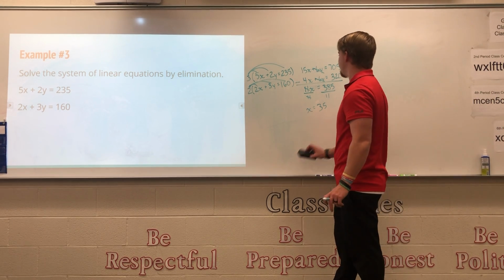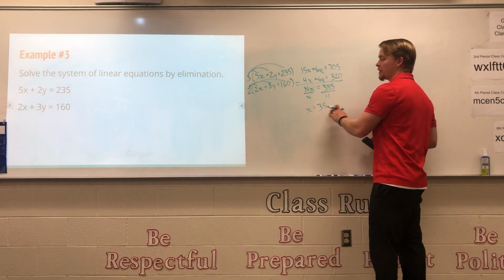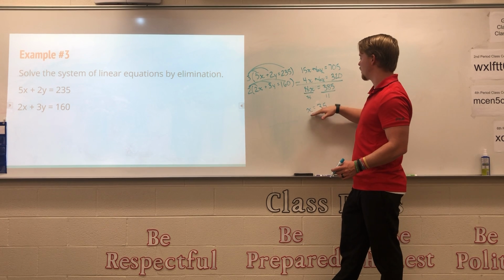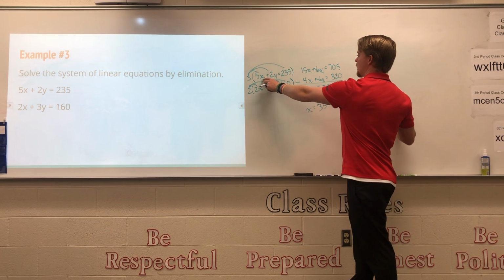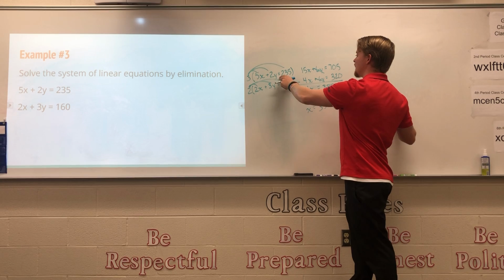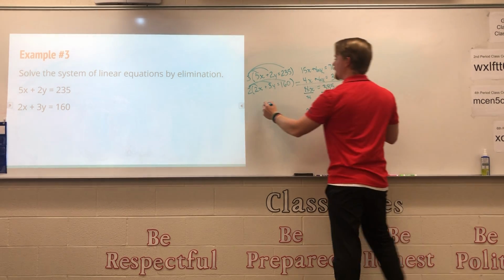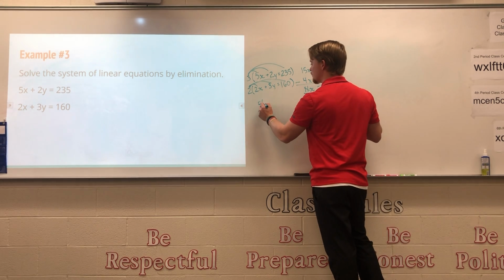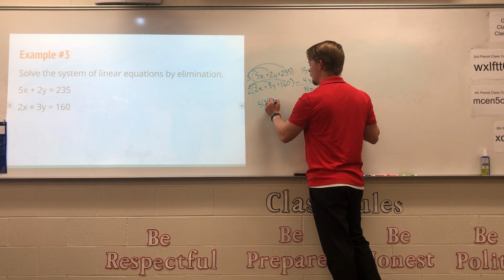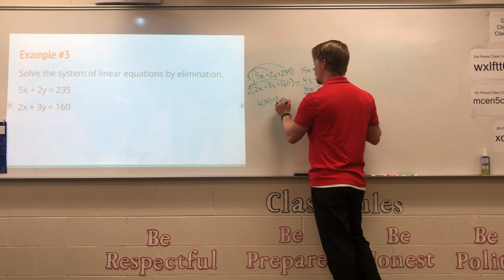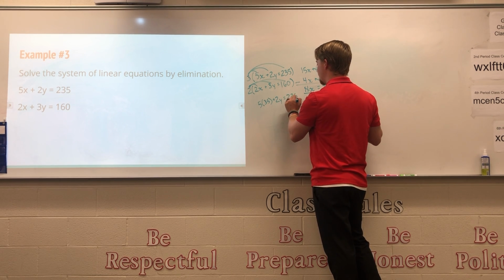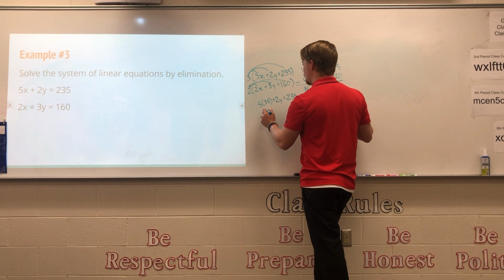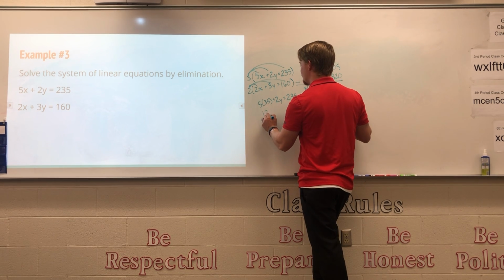So if x equals 35, I have to take that, and I'm going to plug it back into one of the original equations. Not the ones that I multiplied, one of the original equations. So I'll just use this top one, 5x plus 2y equals 235. So 5x, but in place of x, I'm putting 35. So 5 times 35 plus 2y equals 235. 5 times 35 would be 175.